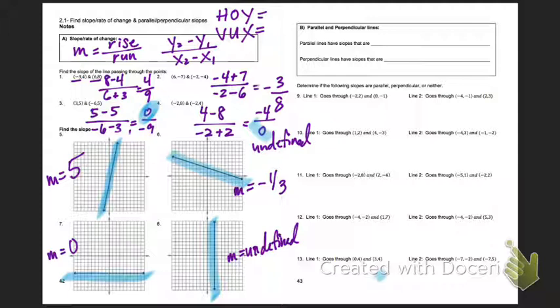Okay, flip the page. The next one, we're talking about the comparison between parallel and perpendicular lines. Parallel means the slopes are the same, or they are equal. They have to be the same sign. They have to be the same numbers. They have to be exactly the same.